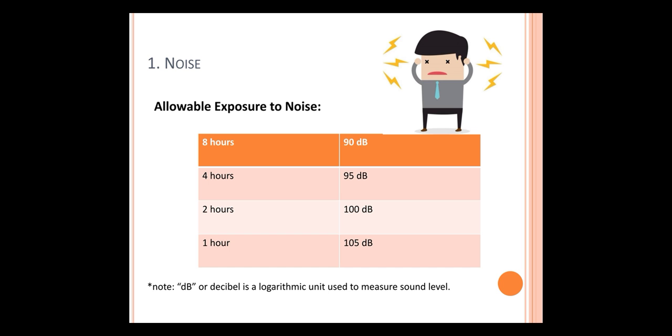Noise. The following table is the allowable time a worker can stay in a workplace without hearing protection. For an 8-hour exposure, the allowable noise level is 90 decibels. For a 4-hour exposure, the allowable noise is 95 decibels. For a 2-hour exposure, the allowable noise level is 100 decibels. And lastly, for a 1-hour exposure, the allowable noise level is 105 decibels.